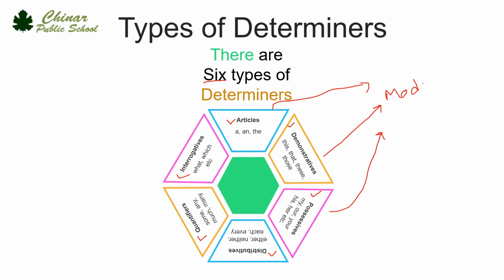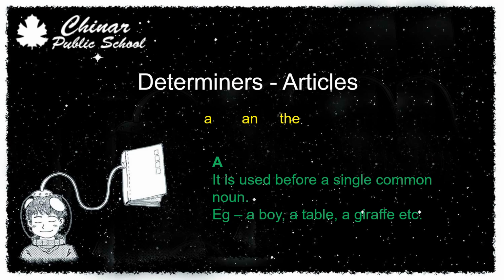In this module, we will discuss 3 types of determiners, that is articles, demonstratives and possessives. I hope you must have noted down this diagram. So now let's start. First type of determiners, that is articles. As you already know, there are 3 types of articles: a, an, the.